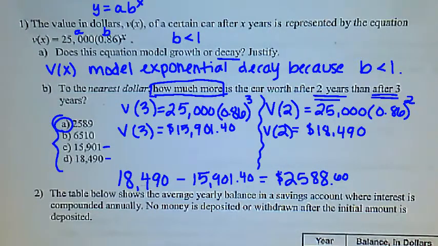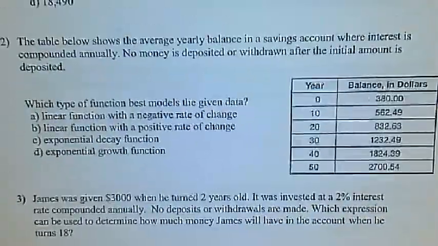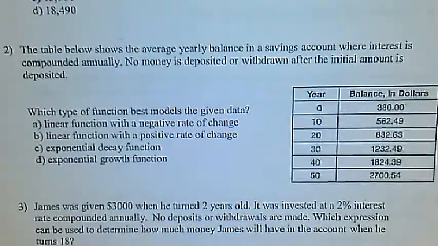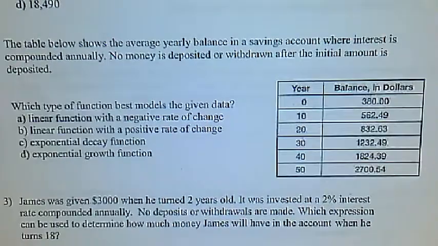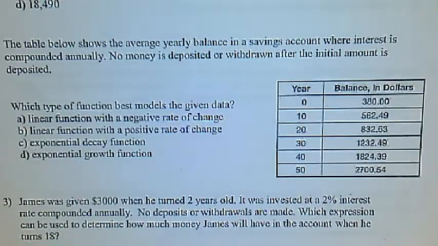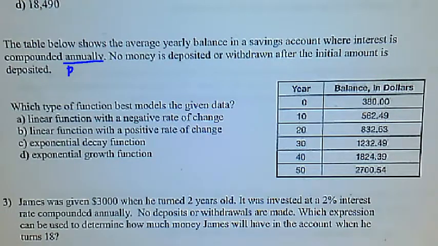All right. Next one. The table below shows the average yearly balance in a savings account. Interest is compounded annually. That just means that it happens once a year. So no money is deposited or withdrawn after the initial amount. That's important. Which type of function best models the given data?